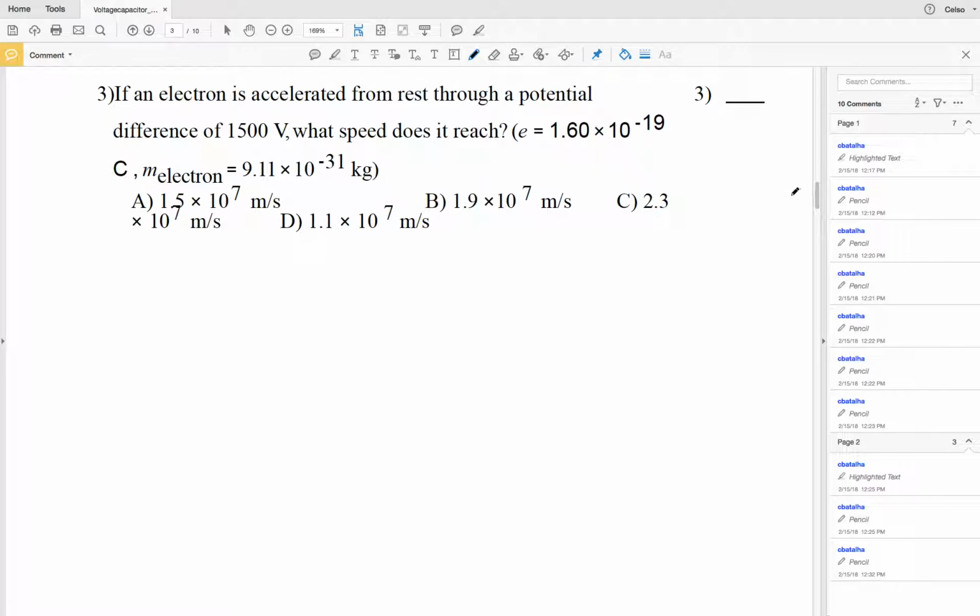Is that okay? All right. Now, number 3: if an electron is accelerated from rest through a given potential difference of 1500 volts, what speed does it reach? So let's see if you can do that. Try to outline the solution to this problem.